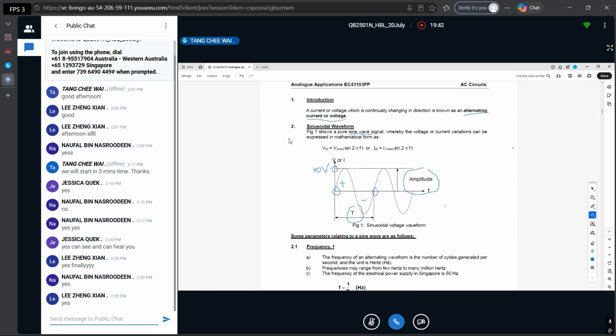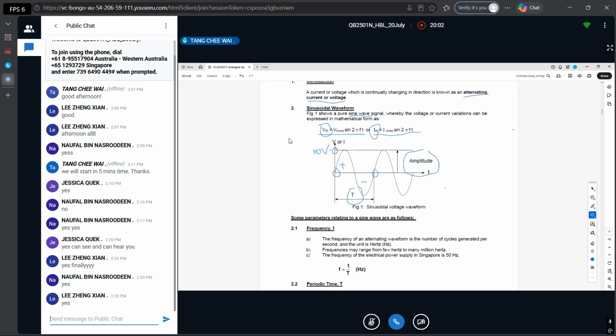Before I move on, this is important as well. Please take note. This is a generic or general formula of a sine wave. Whether it's a voltage or current is the same. You have this general formula.